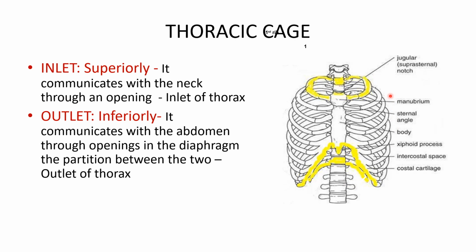So in this picture you could see the inlet of the thorax, outlet of the thorax, and you can see the parts of the sternum, the manubrium, body and xiphoid process, and the junction of the manubrium with the body is called the sternal angle, and you are seeing the 12 pairs of ribs with spaces in between them that are called the intercostal spaces. The articulation of rib with the sternum, at that point you are seeing the costal cartilages.